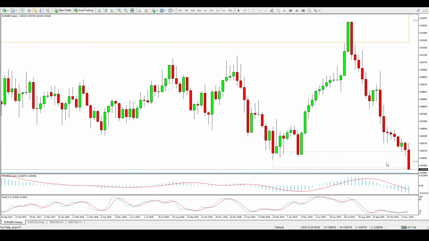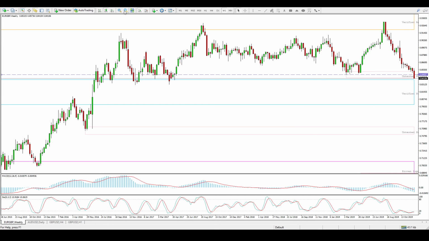Euro GBP weekly. Look at these red bars. Sellers, they're strong sellers. And they broke the weekly low on this pair on Friday, and they passed it by 50 pips. That's not a good sign. So let's zoom in. The next logical place for this pair would be 83. That's the low from 2017. So let's see what happened.